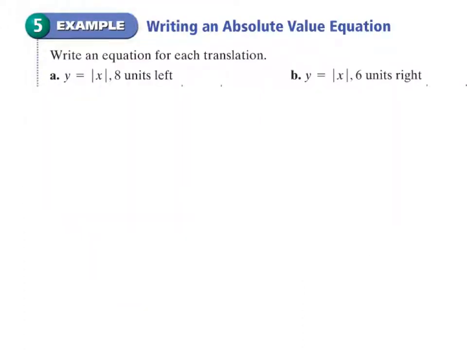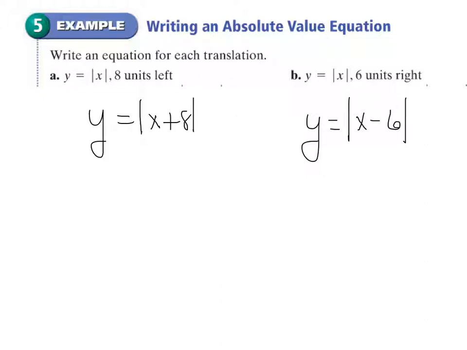For example, write an equation for each translation. In this one, we would have y equals the absolute value of x, and we go 8 units left, so that'd be the absolute value of x plus 8. And in B, we go 6 units right, so it'd be the absolute value of x minus 6.